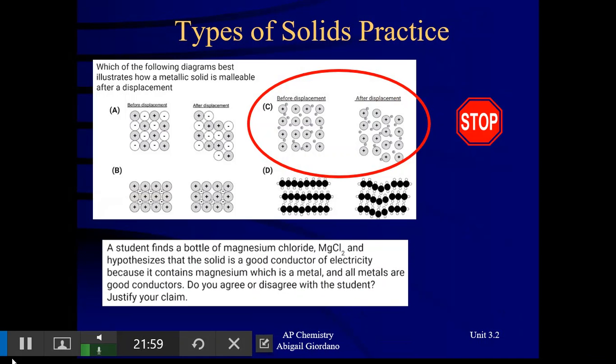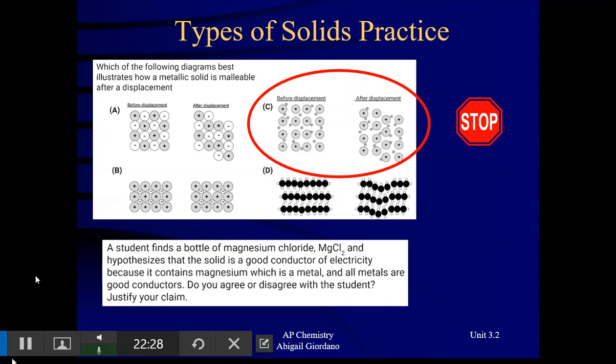All right, one more. A student finds a bottle of magnesium chloride and hypothesizes that the solid is a good conductor of electricity because it contains magnesium, which is a metal, and all metals are good conductors. Do you agree or disagree with the student? Justify your claim. So pause the video and think about it. Let's see what you think.